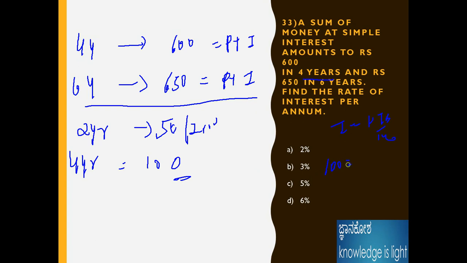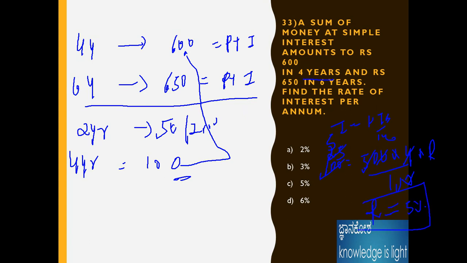Here 100 is the interest. And what is the principal amount? Here, amount minus interest is the principal: 600 minus 100 is 500, the principal. Therefore, for the 4-year rate we need to calculate, the 100 cancels here. Therefore, R is equal to 5% is the answer for this one.